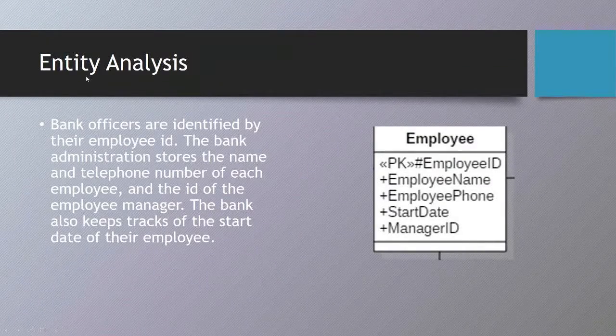And then it says that bank officers are identified by their employee ID. So there's an entity called employee with employee ID as its primary key, and then the bank administration stores the name and telephone number of each employee. So the other attributes are employee name and employee phone, and the ID of the employee manager, also the manager ID. And the bank also keeps track of the start date of their employee. So the last attribute of employee is start date.